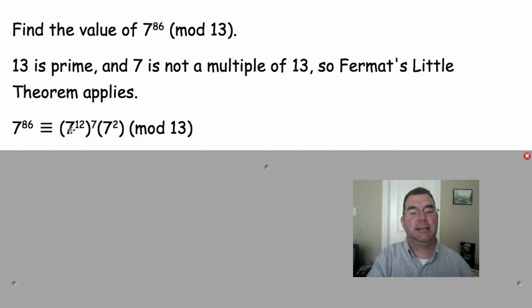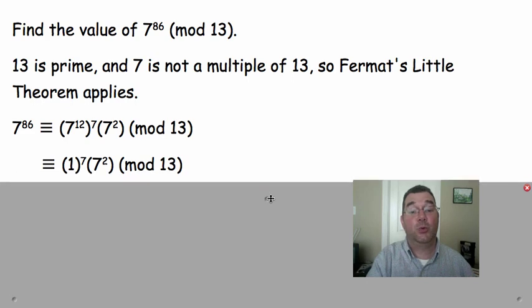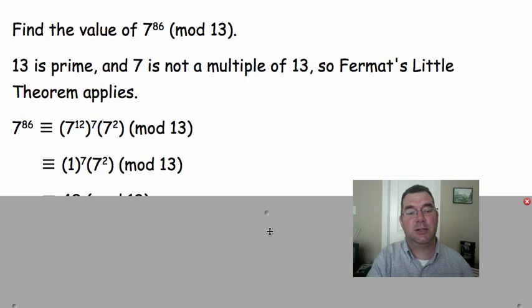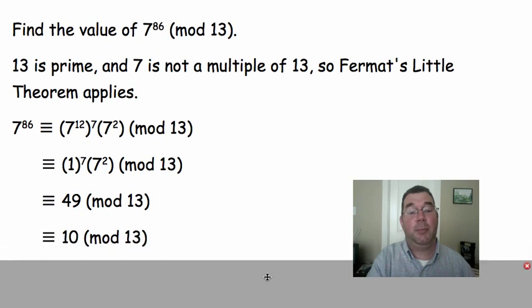So 7 to the 86 is the same thing as 7 to the 12, raised to the 7, and I can divide 7 of those out, leaving me with 7 squared. Each of those 7 to the 12s is congruent to 1 mod 13, and 7 squared is just 49. So the whole thing is worth 49 mod 13, and if I divide 49 by 13, the remainder will be 10. So the remainder when 7 to the 86 gets divided by 13 is going to be 10.